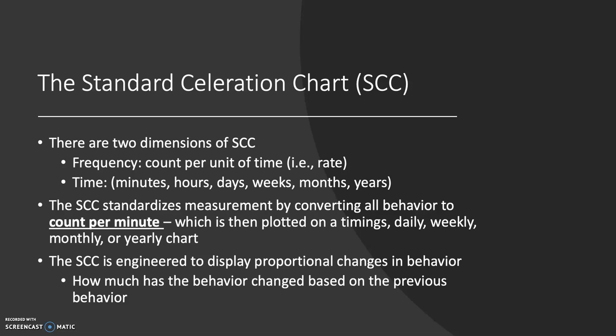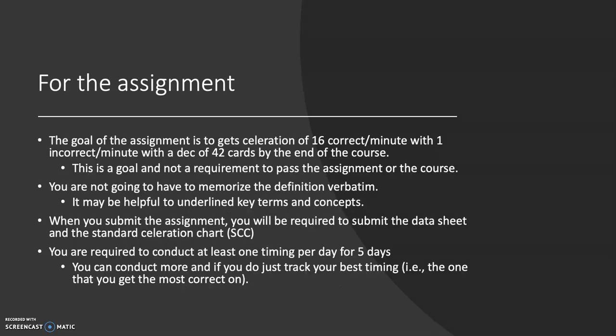This is achieved in a standard acceleration chart by converting all behaviors to counts per minute and plotting on different graphs. For this assignment, we will be using the daily graph, but there are also weekly, monthly, and yearly charts that can also be used. Finally, the standard acceleration chart has been designed to display proportional changes in behavior. That is, we can see how much the behavior or skill has changed based on the previous behavior by comparing the acceleration lines between periods. In this assignment, it will be weeks.